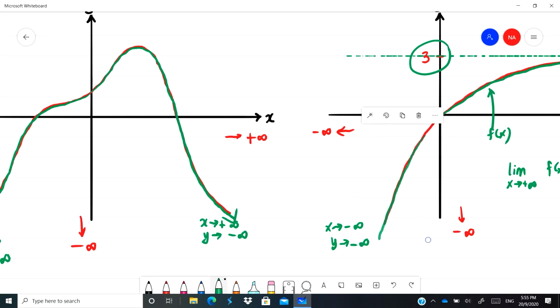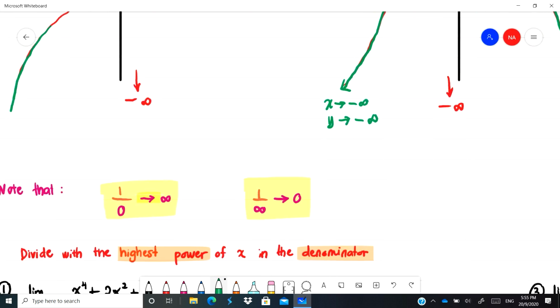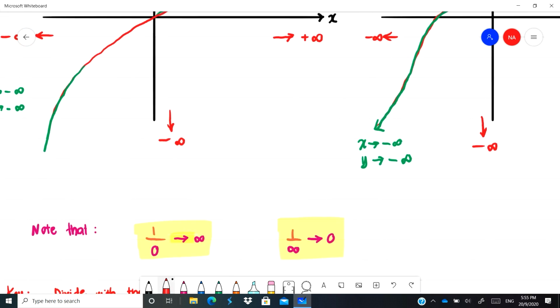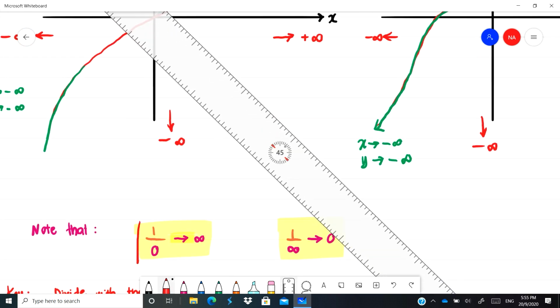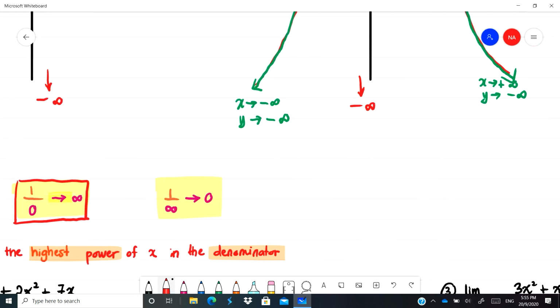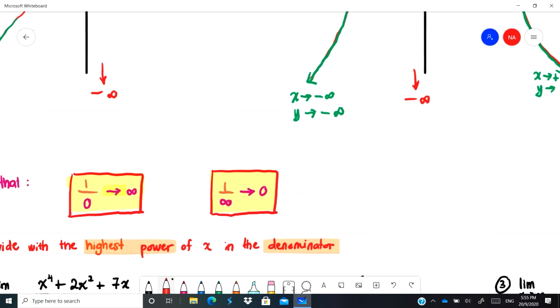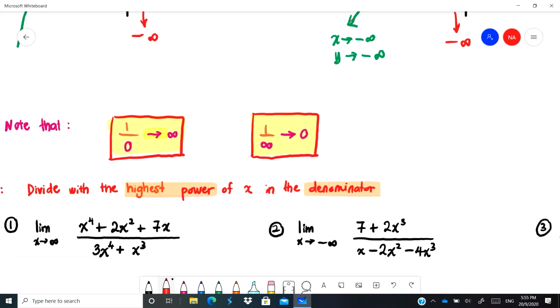To do this, we have to note that 1 over 0 is actually approaching infinity, and 1 over infinity will approach 0. Later on in your calculation, if you meet 1 over 0 it will be infinity, but 1 over infinity would be 0.